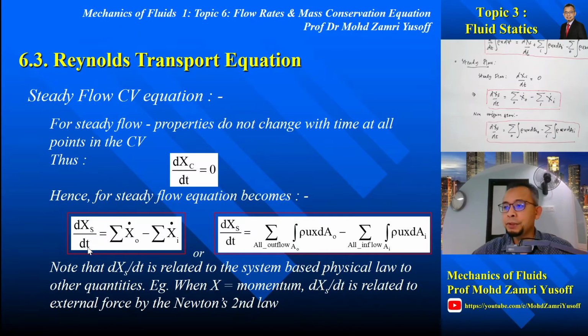So the rate of change of x for the system is equal to the rate at which x exits the control volume minus the rate at which x enters the control volume. Similarly, for non-uniform flow, we have to integrate over the inlets and exits in order to obtain the rate of flow of x at inlets and at exits. And note that the first term here, the rate of change of x of the system, is related to system-based physical law. For example, if x is equal to momentum, then the rate of change of momentum for the system is equal to external force by using Newton's second law.